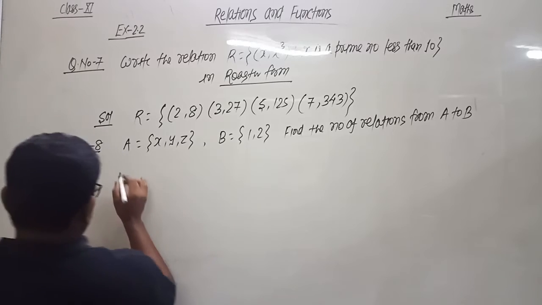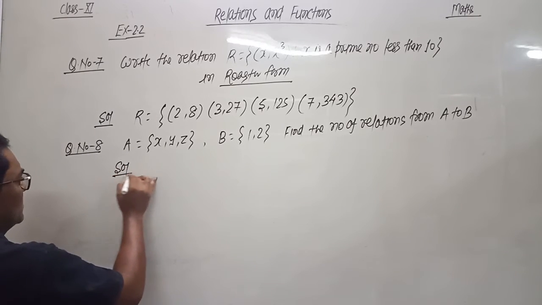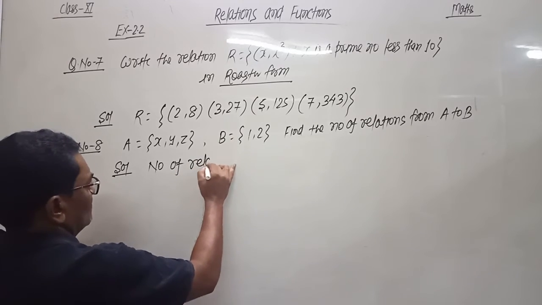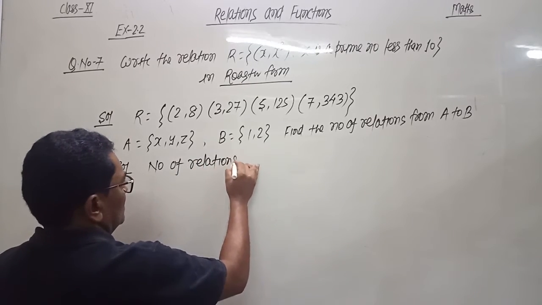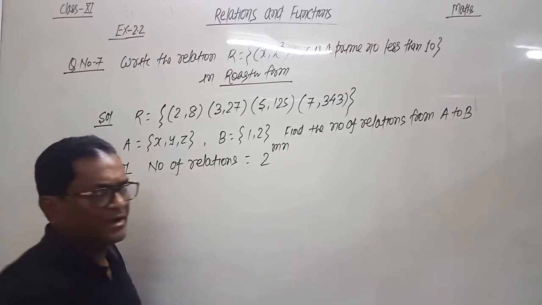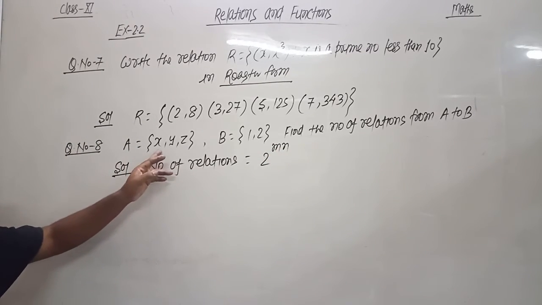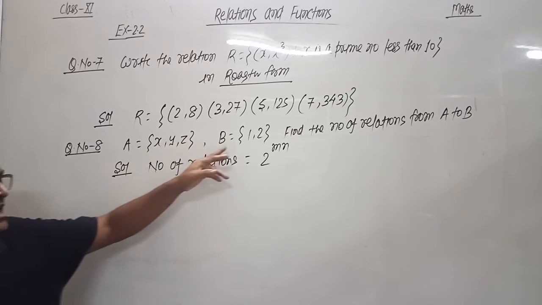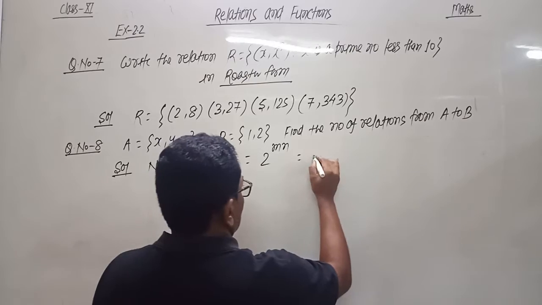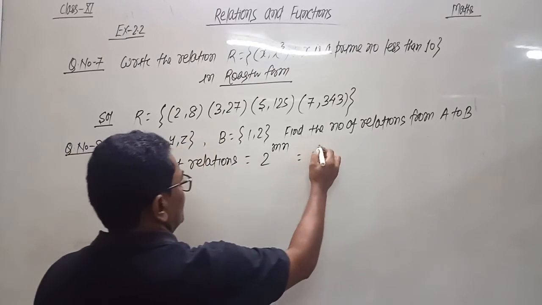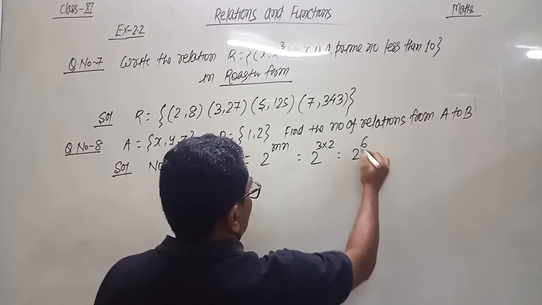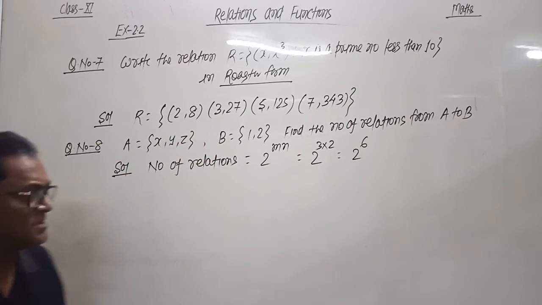So for finding the number of relations, we use the formula: number of relations equals 2 raised to the power m into n, where m is the number of elements of set A and n is the number of elements of set B. The elements of set A is 3 and the elements of set B is 2. So the result we get is 2 raised to the power 6.